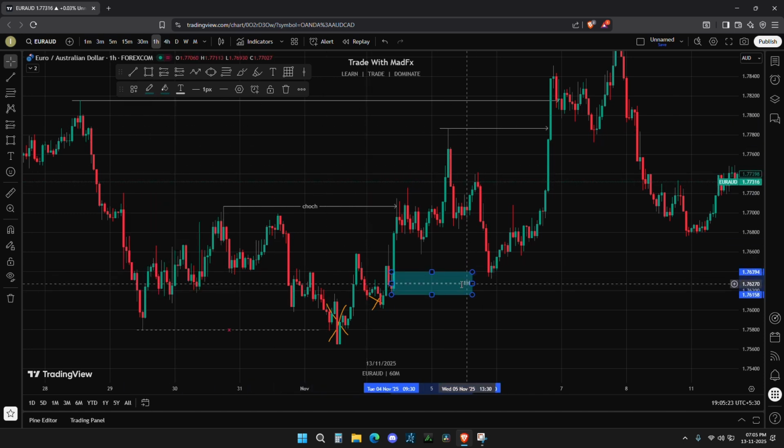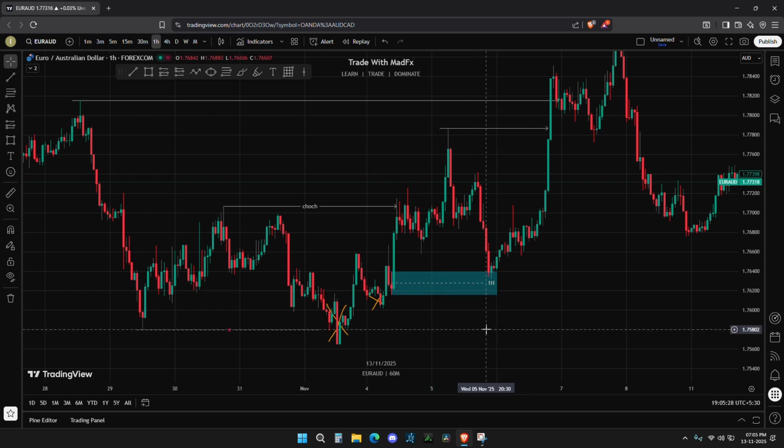Now let us move on to the third demand zone on the hourly chart. And you can see that this demand zone has not been mitigated yet. So this will be the order block that I am interested in to buy from, and this is exactly where I entered.